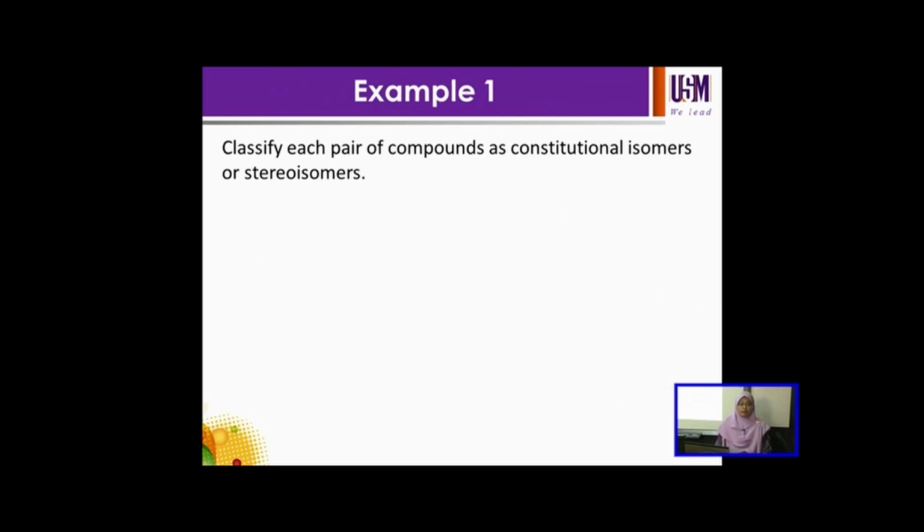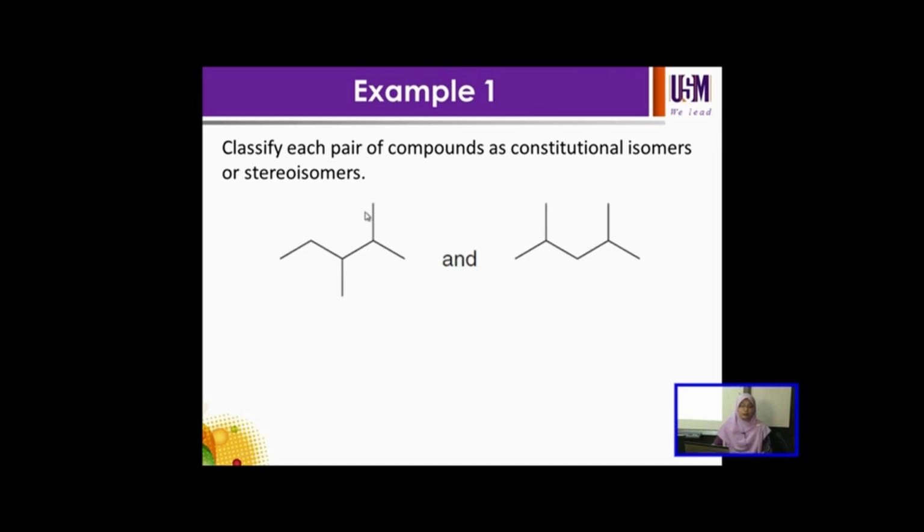Okay, let's look at an example. Classify each pair of compounds as constitutional isomers or stereoisomers. So you have to remember that constitutional isomers have atoms bonded to different atoms. It's different in terms of the arrangement of the substituents, while stereoisomers differ in the 3-dimensional arrangement only. And also in the names, because they have similar IUPAC names, the difference is only in the arrangement in the 3D structure.